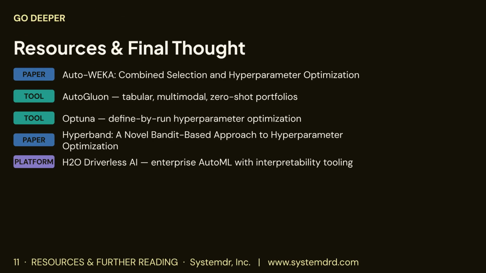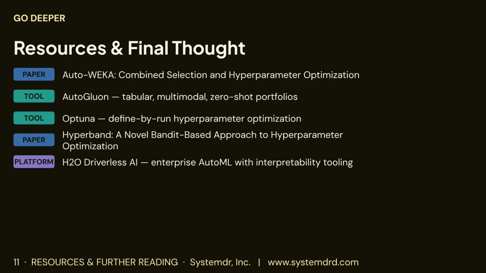If you want to go deeper, here's a starting point. On the research side, the AutoWeka paper, which first formalized the combined algorithm selection and hyperparameter optimization problem we discussed, and the Hyperband paper, which introduced the bandit-based approach behind that feedback loop in the pipeline diagram. On the tooling side, AutoGluon, for tabular and multimodal problems with zero-shot portfolios. Optuna, the define-by-run hyperparameter optimization library we used in the code example. And H2O driverless AI, an enterprise platform with a stronger focus on interpretability tooling.